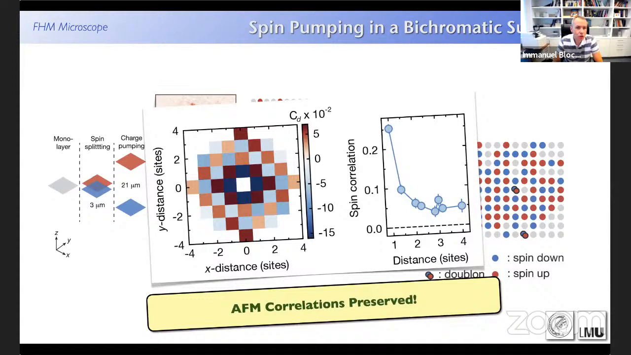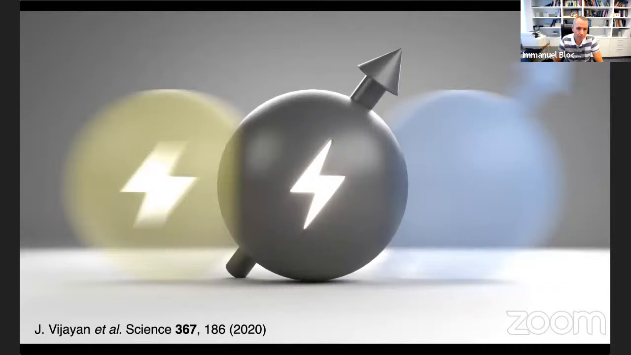Just to show you that this method works nicely, we of course first tested it on the simple case of the undoped system, and we also see these nice antiferromagnetic correlations at similar temperatures to what Marcos has seen in this first experiment that I've shown you before.